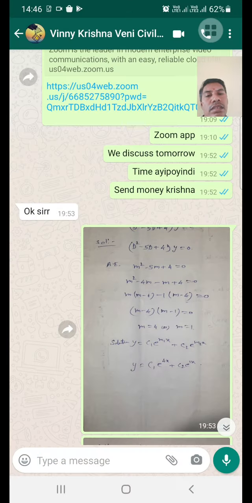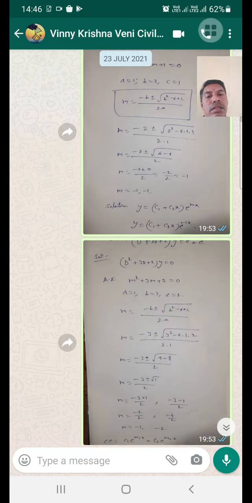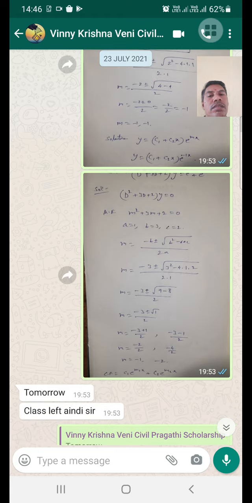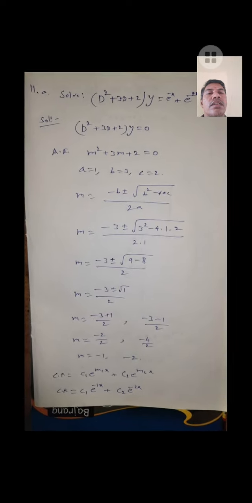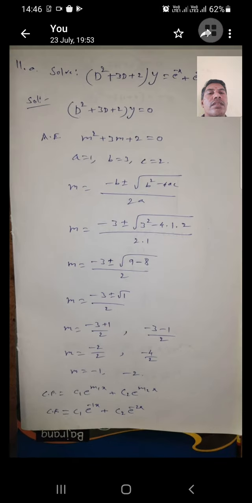Next, another question we will see here. On the right side, something is given instead of 0, some extra term. First of all, solve means we have to do the CF and PI.